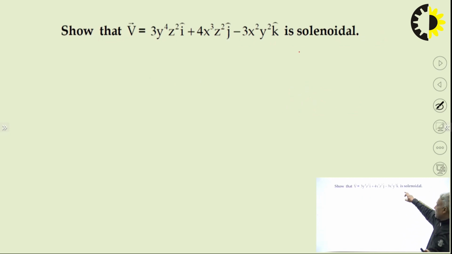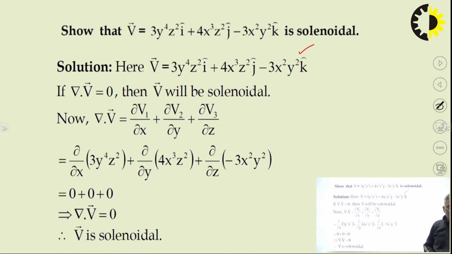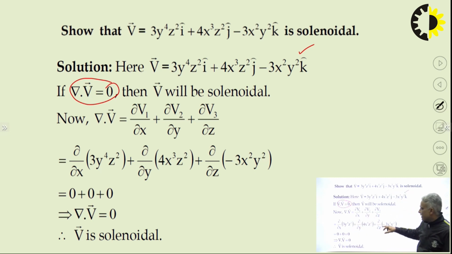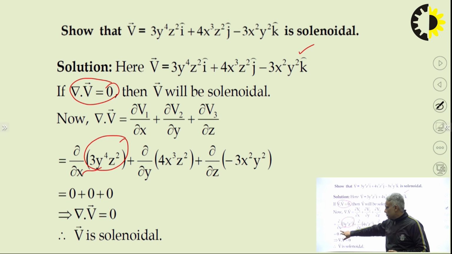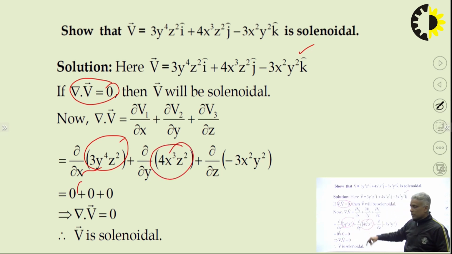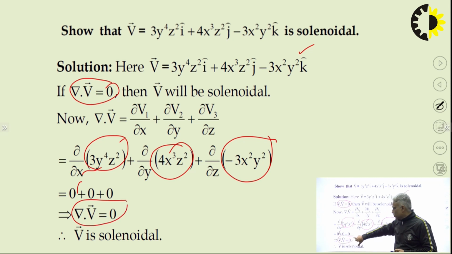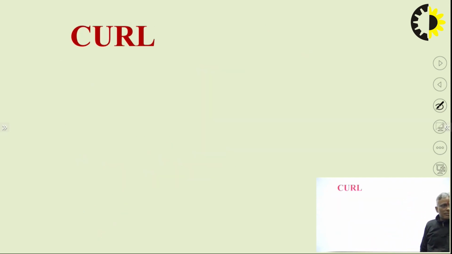Suppose I have a vector here. Now we want to check whether this is solenoidal or not. So how do we calculate? First of all we calculate the divergence of this vector point function. Del dot v should be 0. With the help of differentiation, the differentiation of this part with respect to x is 0, the differentiation of this part with respect to y is also 0, and the differentiation of this part with respect to z is also 0. So we can say that the divergence of this vector point function is 0 and v is a solenoidal vector point function, right?